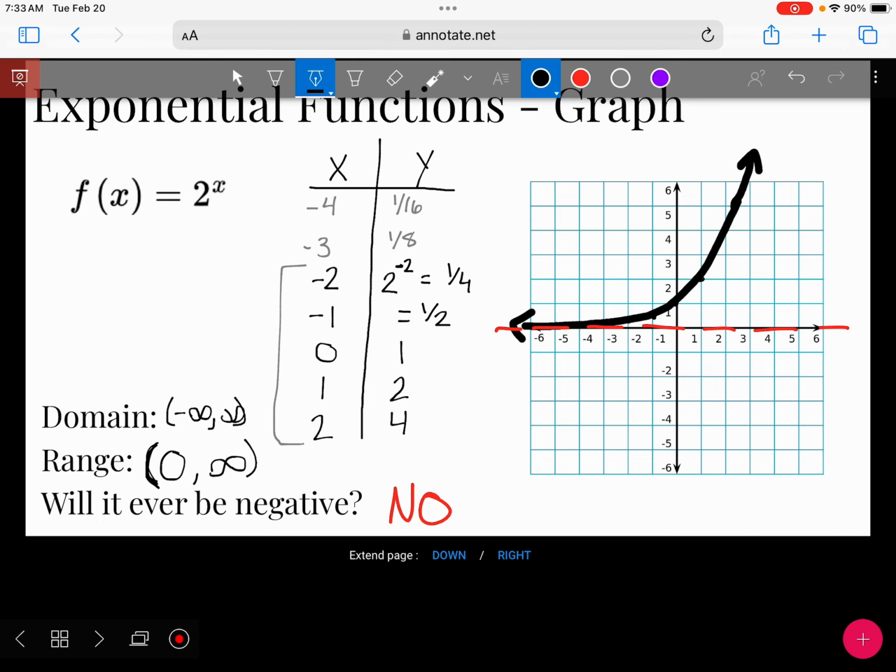So you guys have just graphed your very first exponential function. And it's one of our parent functions.